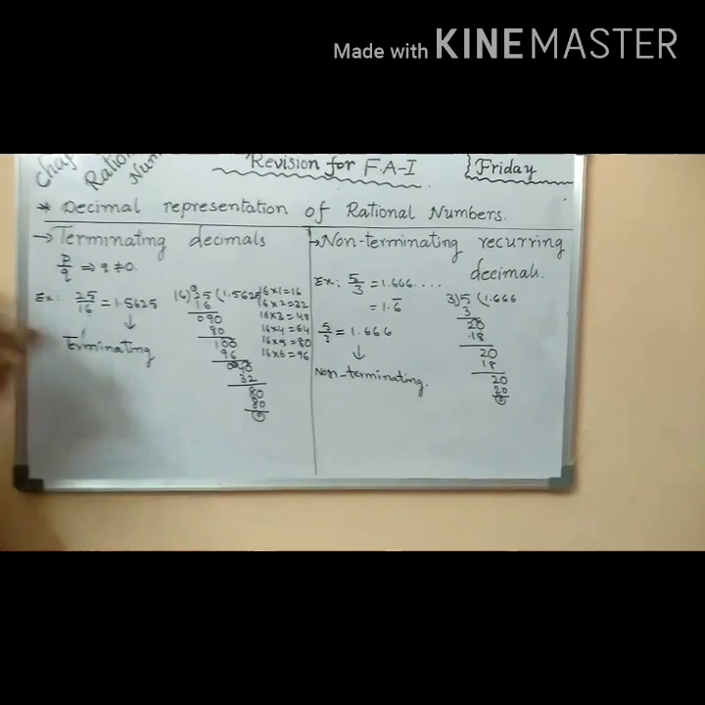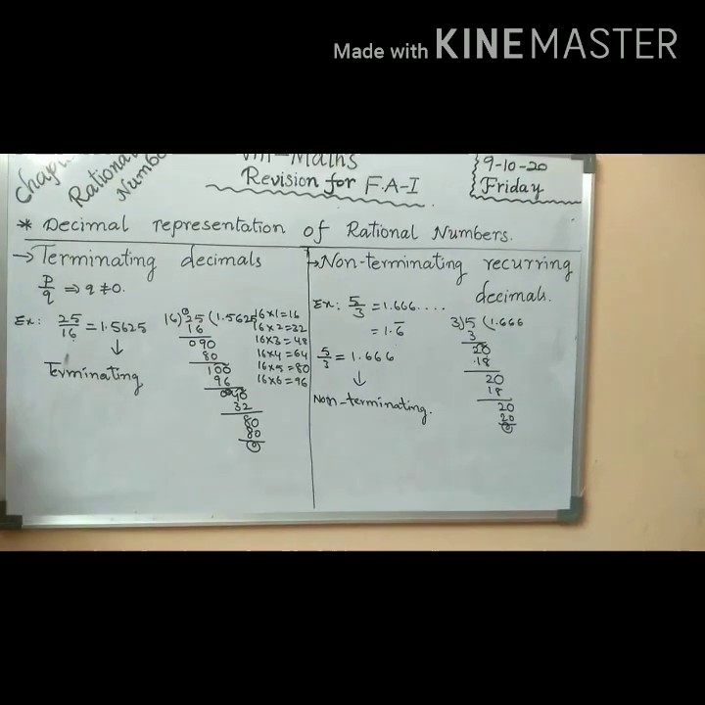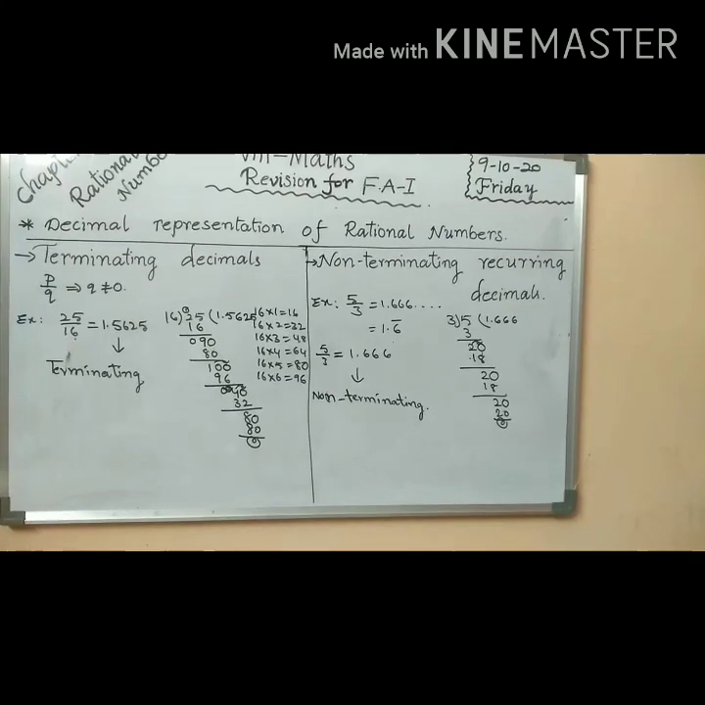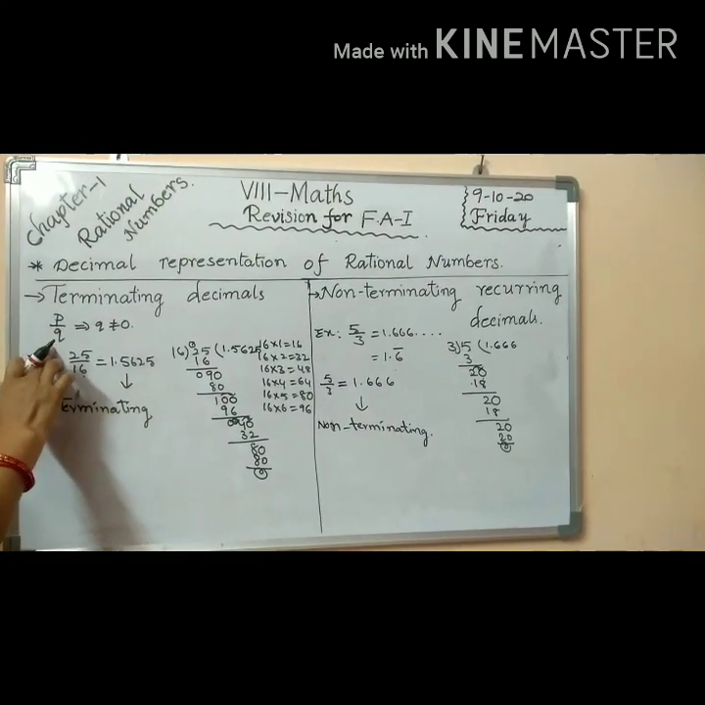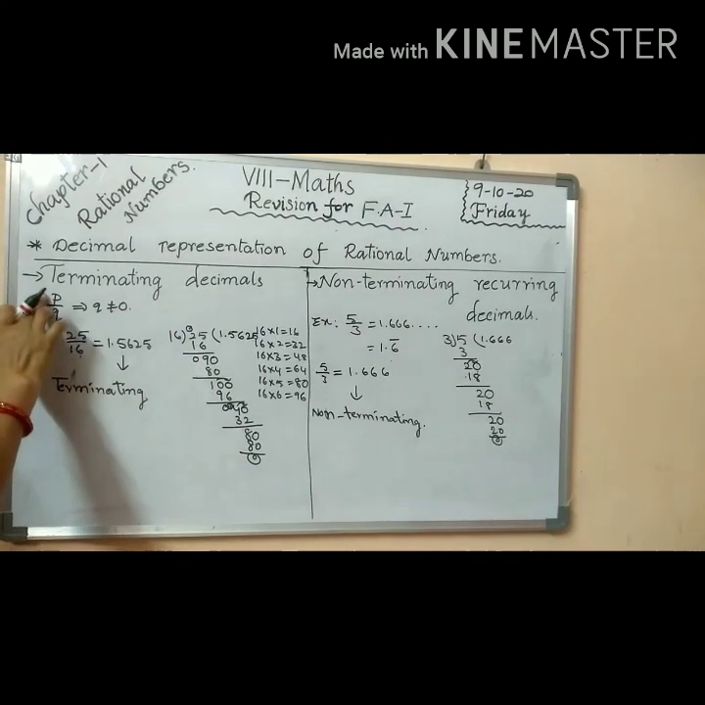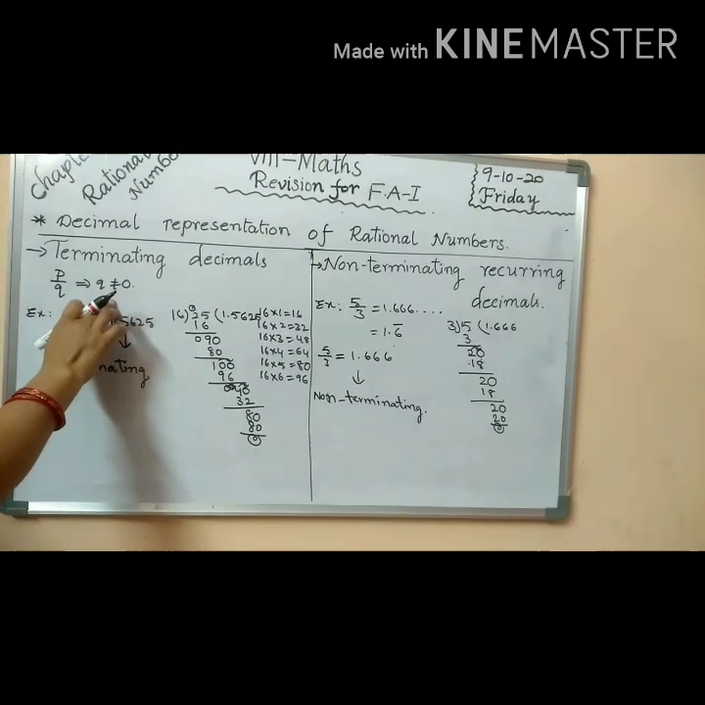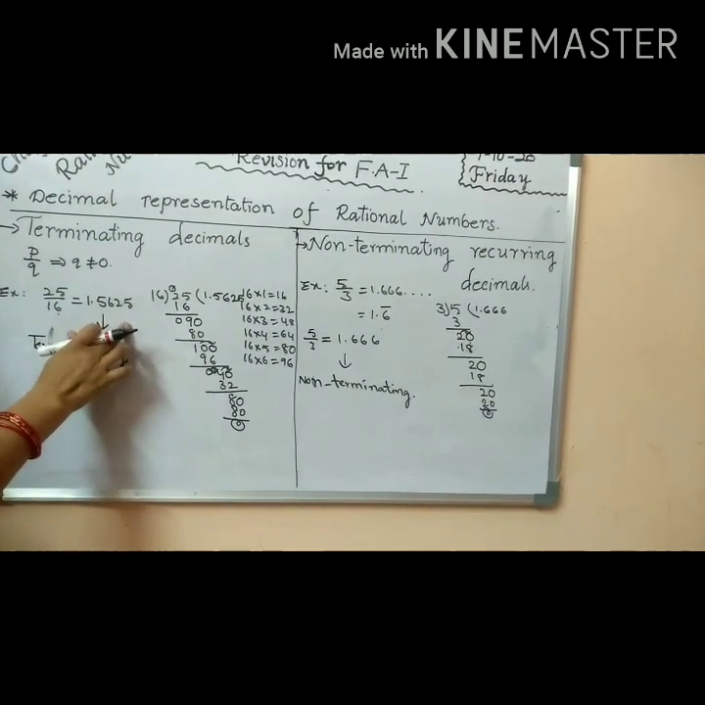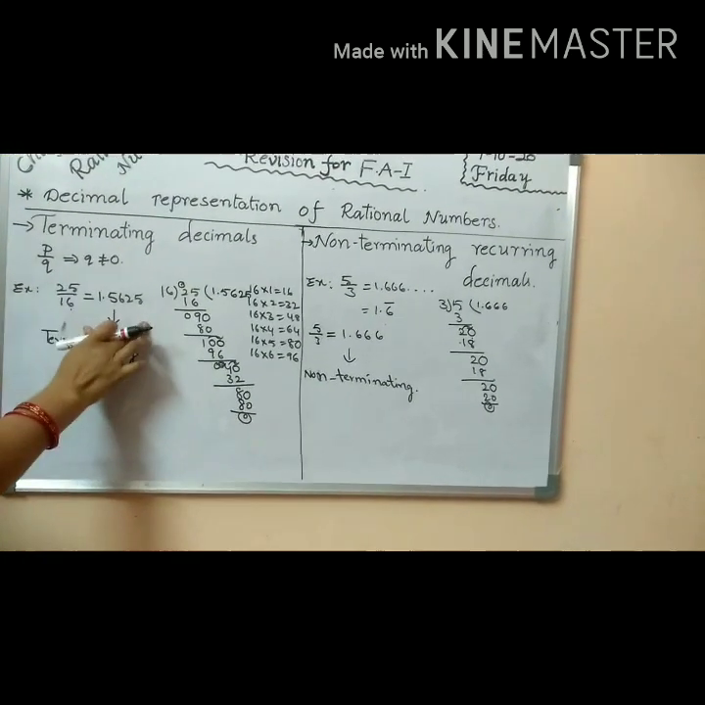Observe that a terminating decimal is in the form of p by q. We know that every rational number is in the form of p by q, where p and q are integers and q is not equal to 0. Let us see how to express a rational number in decimal form.